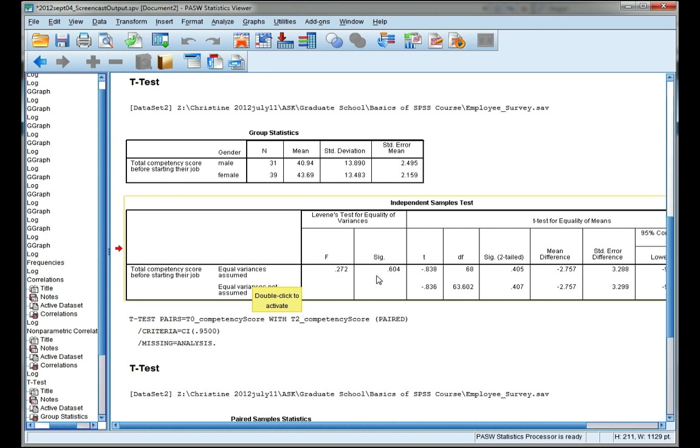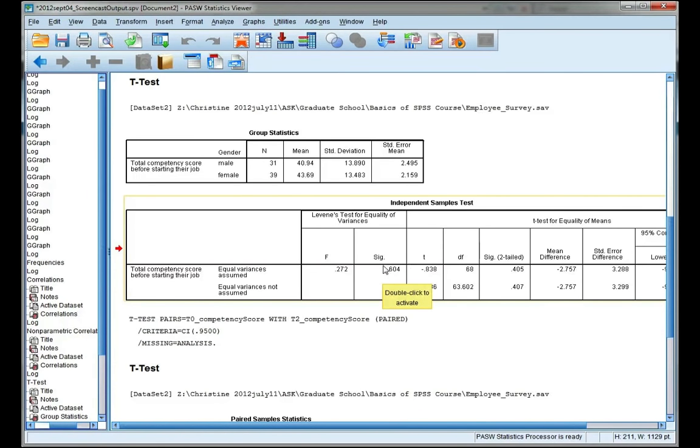We're given an F statistic and then a significance value. What this test is doing, the null hypothesis is that the variances of the two groups are approximately equal. That means that the distribution of competency scores for males is similar in shape to the distribution of competency scores for females. And the alternate hypothesis says that the two distributions are significantly different in shape.